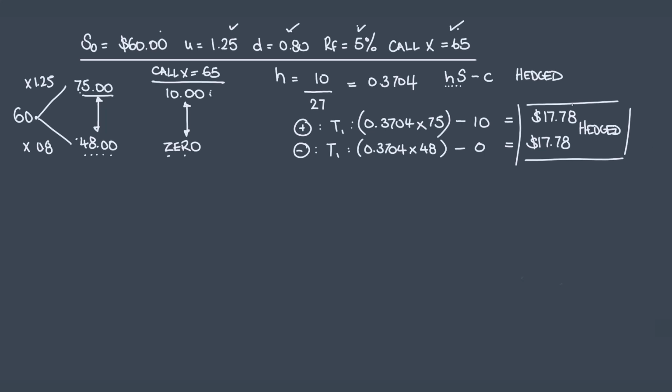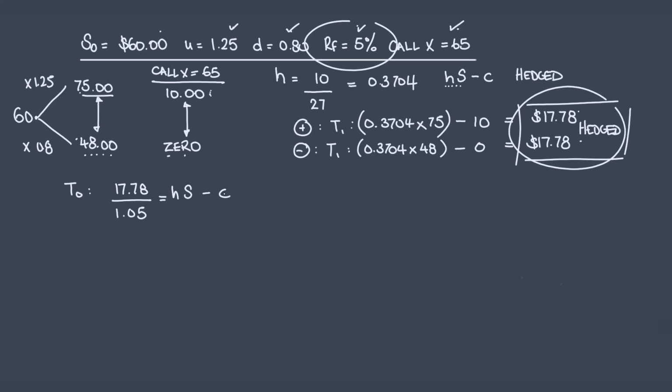Now, if that's the case, we know for a fact what it's worth at T1. We can work out what it's worth at T0. And given it's perfectly hedged, there's no risk. We know we have to discount to get to T0 at the risk-free rate. So at T0, our portfolio will be worth 17.78 divided by 1.05. That is today's portfolio, HS minus C. Well, let's fill it in because we know HS, don't we? At T0, H is still 0.3704 and S was 60.